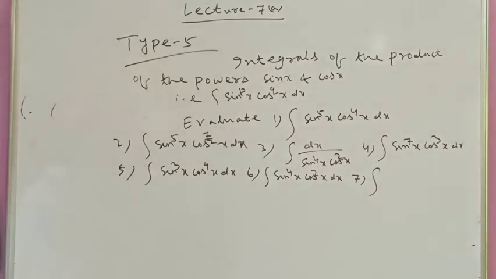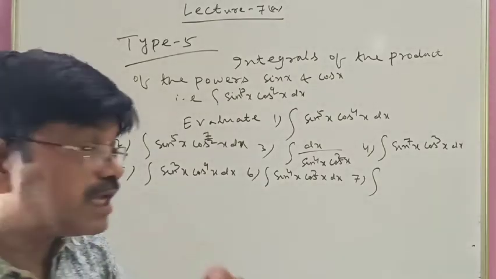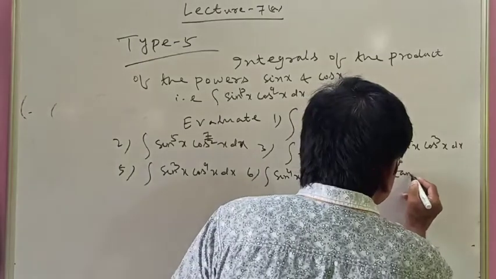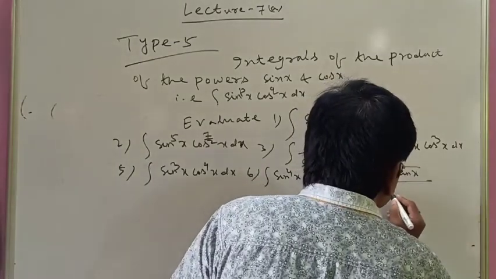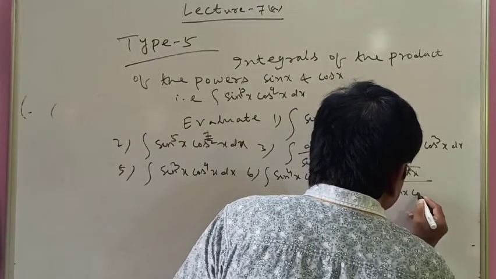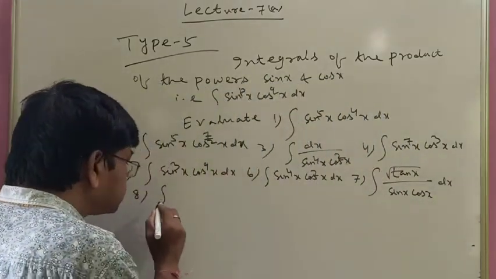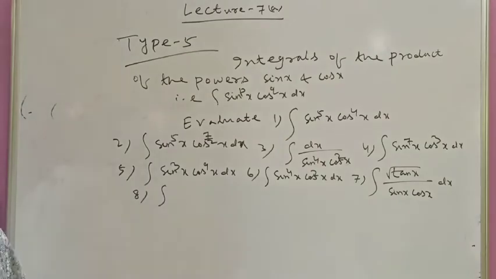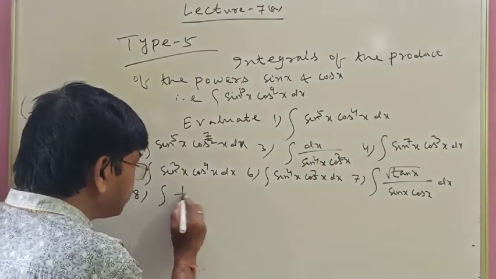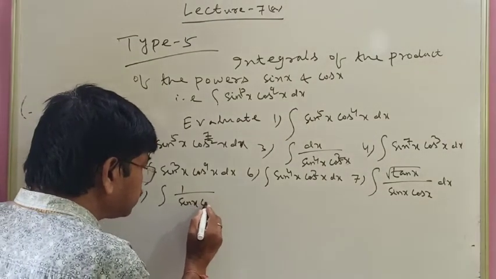Integration of root over 10x divided by sin x into cos x. Then write number 8: integration of 1 by sin x into cos x.